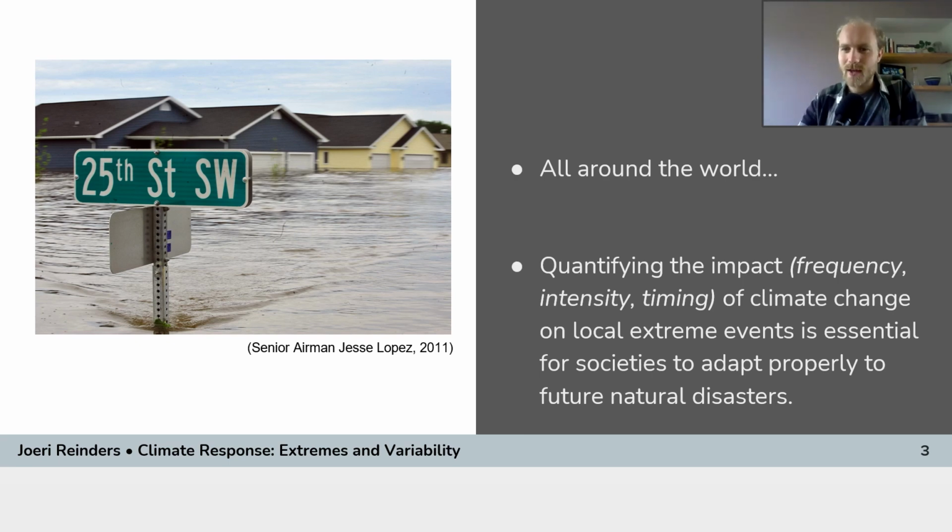And quantifying the impact of change that climate change has on extreme events, for example, through frequency or intensity or timing, can help us to really develop proper adaptation strategies or evacuation strategies or infrastructure that should reduce the impact on vulnerable communities of these extremes. So that's why it's important.